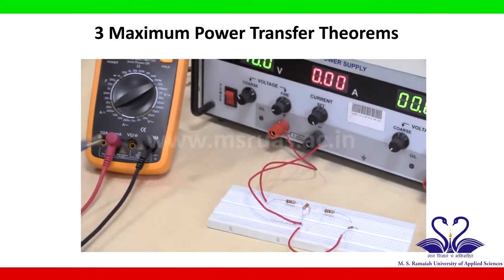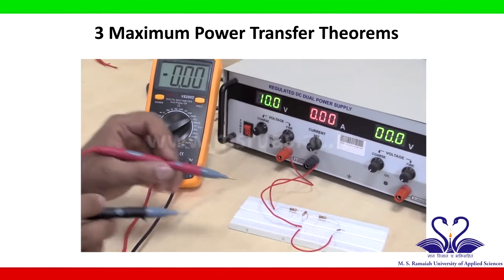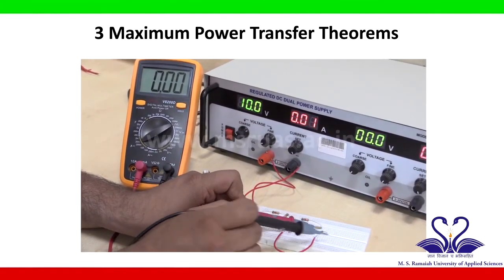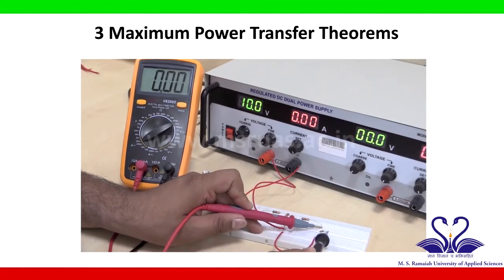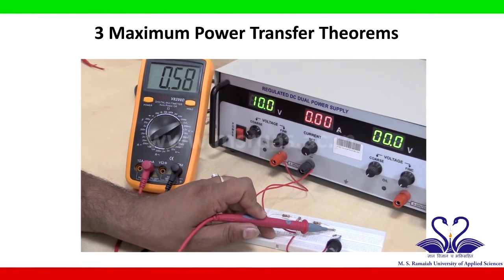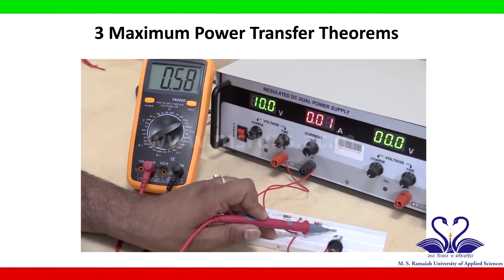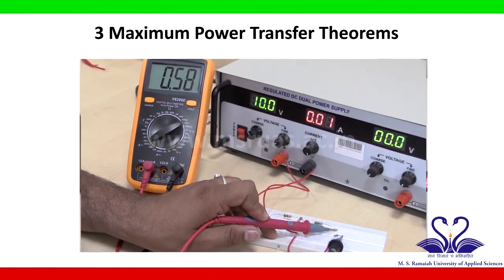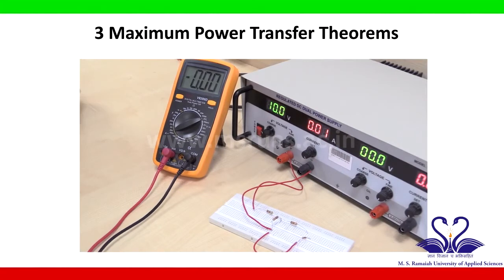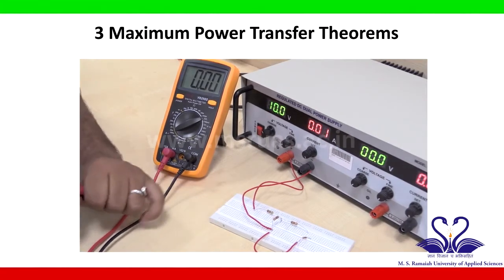Now let us measure current between those two positions using the multimeter. The value of load current is 0.58 milliamps. Now let us check the open circuit voltage, or Thevenin's voltage.